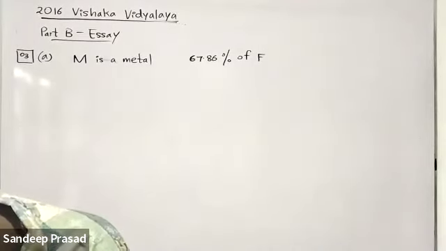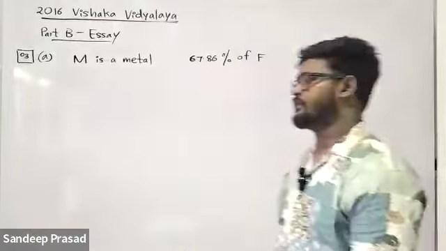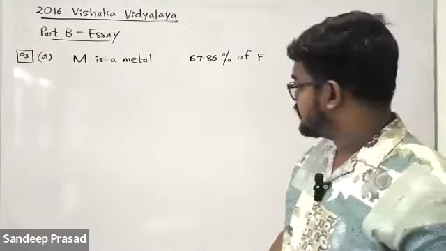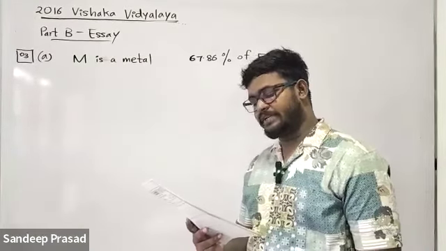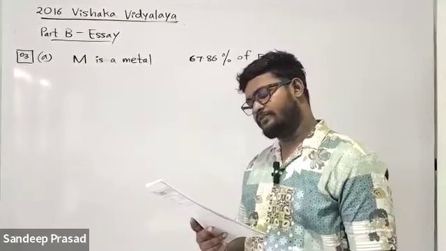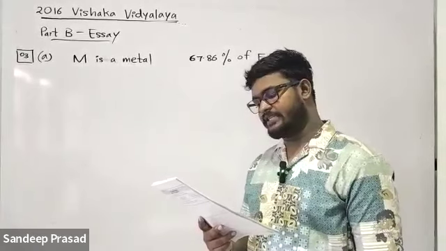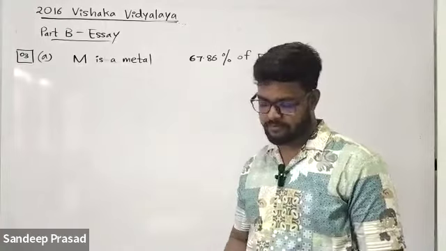But anyhow, it's okay. Right. Okay, then they have given that capital M is a metal element present in group number 13 of the periodic table. Fluoride of capital M contains 67.86% of fluorine by mass. Fluorine is 19. Calculate the relative atomic mass of M.